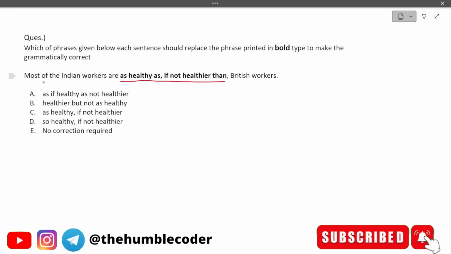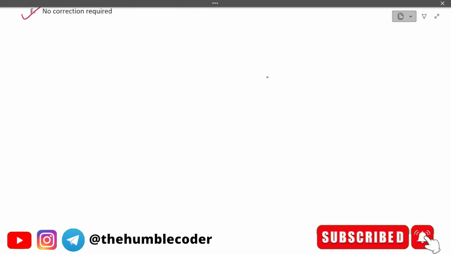So see what the sentence is saying. Most of the Indian workers are as healthy as, if not healthier than, British workers. Which means they are comparatively similar in health to British workers, and if not, they are much healthier. But they are not less healthy than British workers. That is what the sentence is trying to say, and it is conveying its meaning correctly. So that is why we are going to select answer E as the correct option, because there is no correction required. The sentence that is given to us is already correct. Okay, moving on to the next one now.